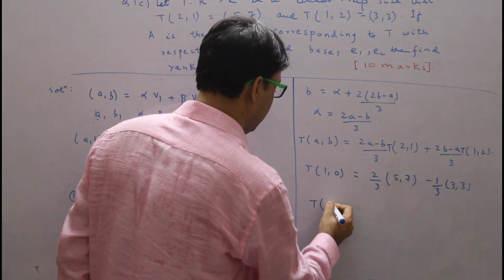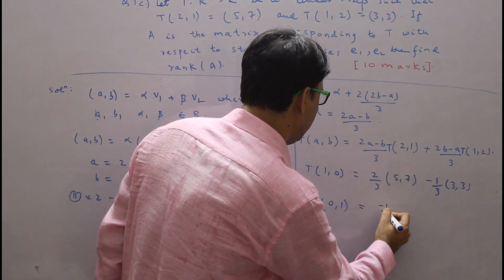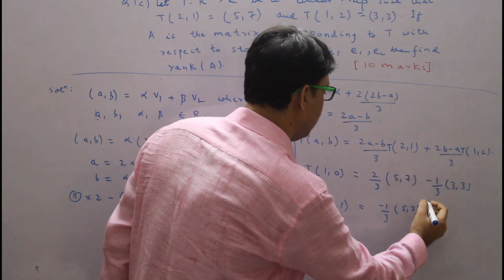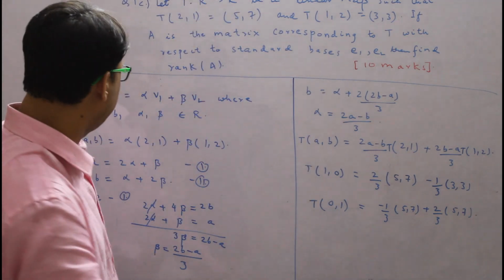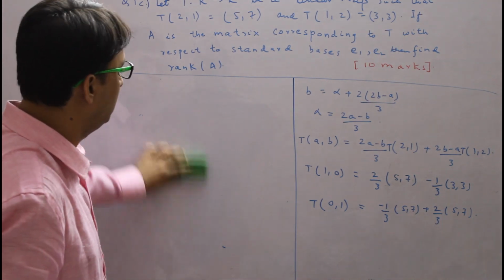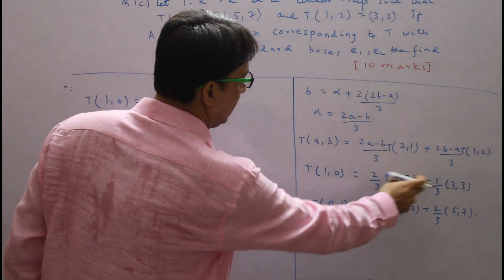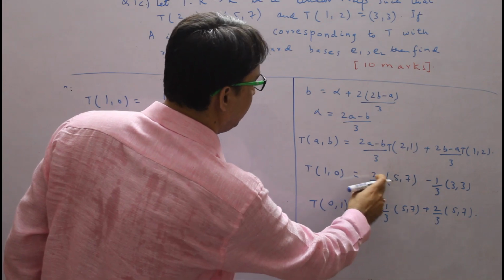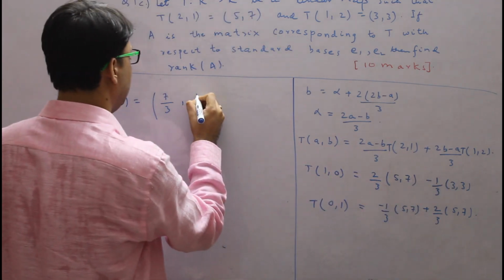Similarly we can write for T(0,1). So here we can write minus 1 by 3 times (5,7) and here a is 0, b is 1, so I will write 2 by 3 times (3,3). So we have got the transformation over here. So we will simply put the values. T(1,0), if we compute this, is 10 minus 3, that is 7, and 14 minus 3 is 11, by 3.